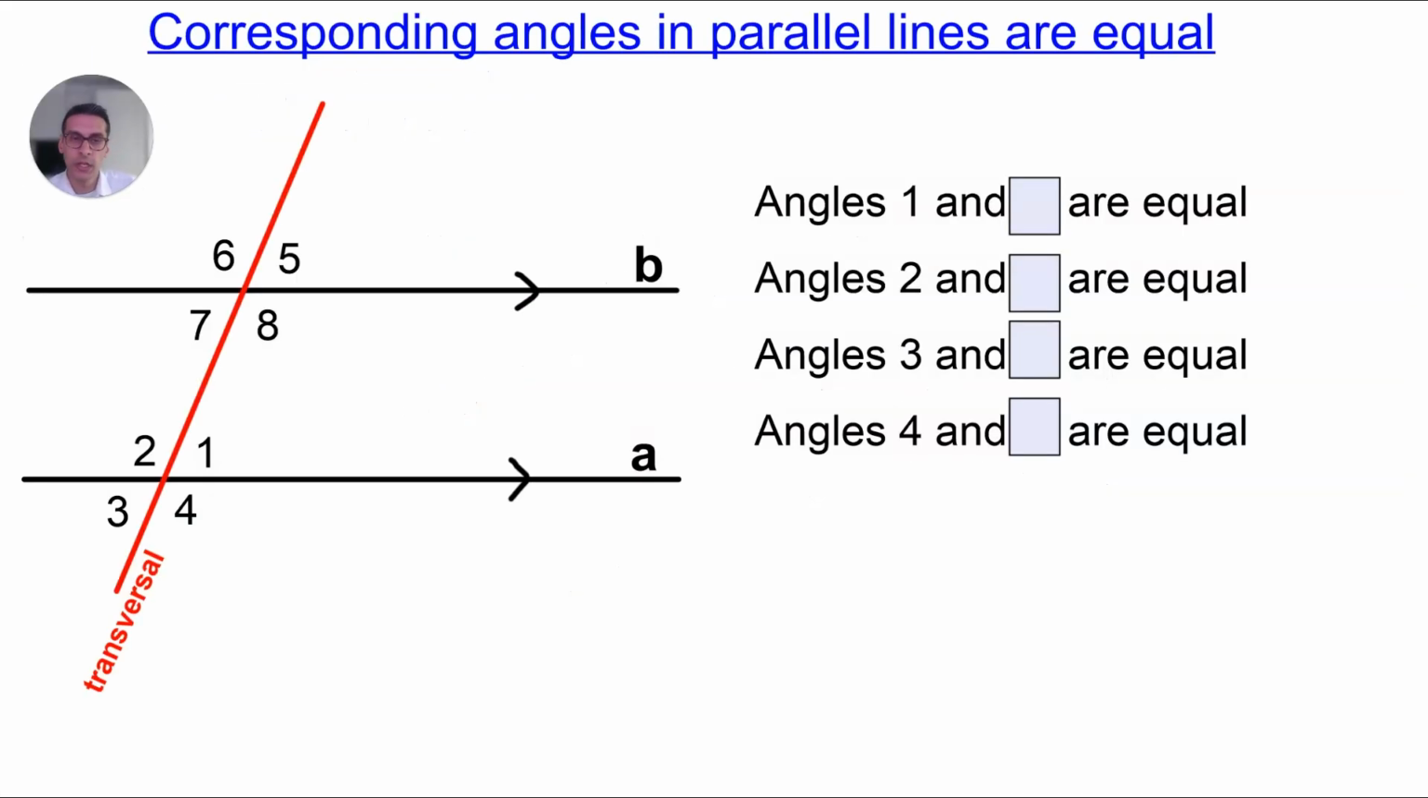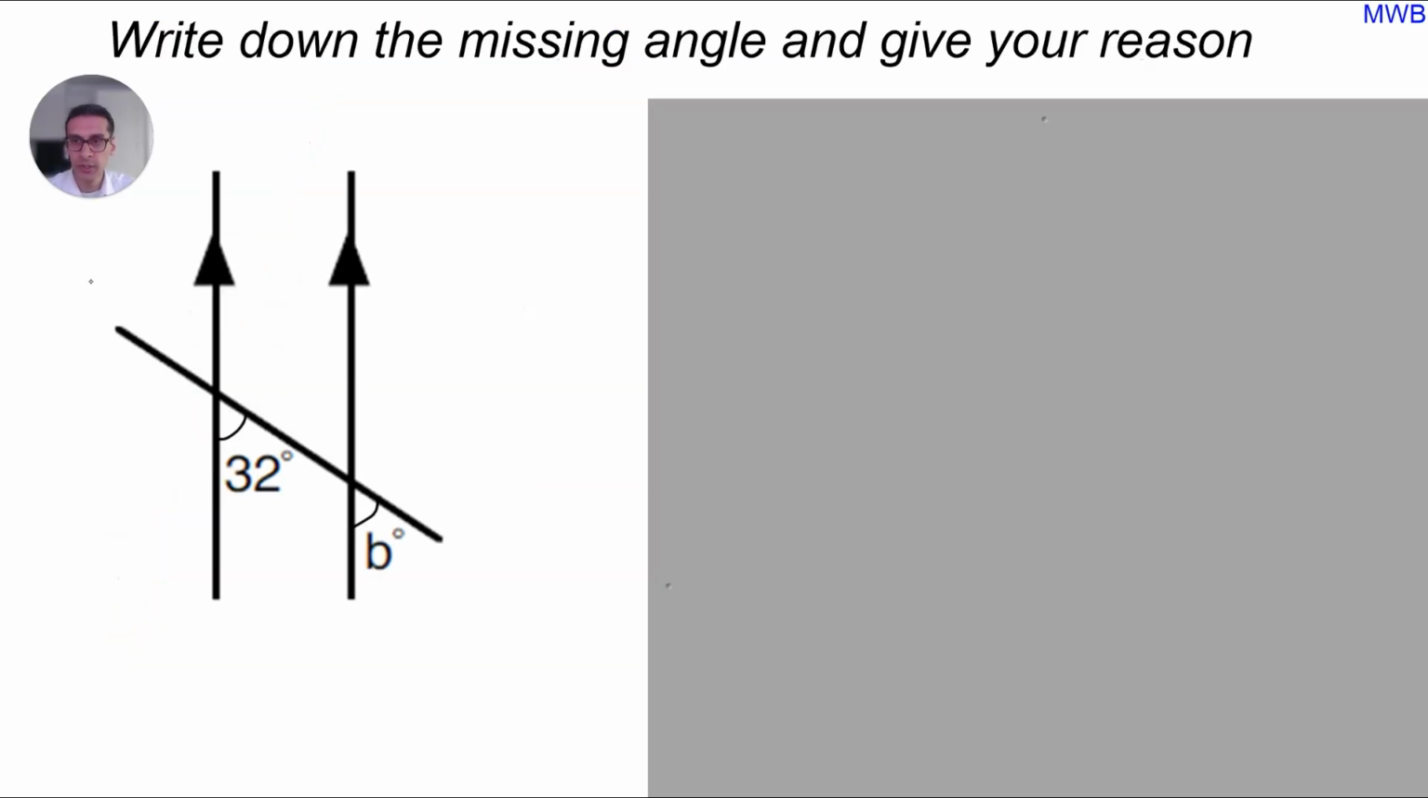So if you have a look at these questions, it should be nice and easy. You can see that angle 1 corresponds with angle 5, angle 2 corresponds with angle 6, angle 3 is on the left hand side and below the parallel line, so that's going to correspond with 7, and then angle 4 and angle 8 are corresponding. So that's just a quick example of matching corresponding angles.